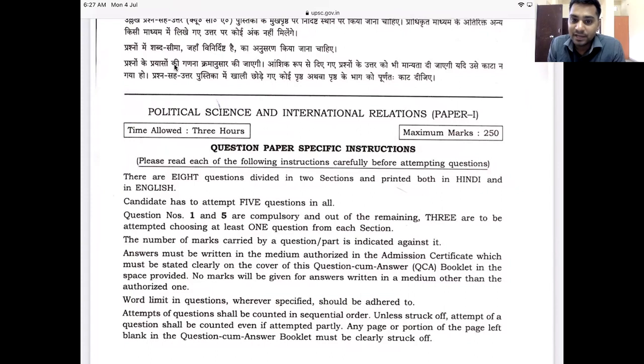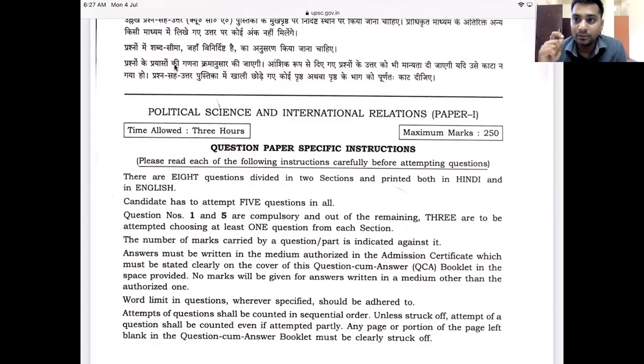For the rest of the 3 questions, you have to choose at least one question from each section. The number of marks carried by each question is shown. See, question number 1 and 5 are compulsory, and the remaining 3 are to be attempted, choosing at least one question from each section. Right? Are you understanding what this means?